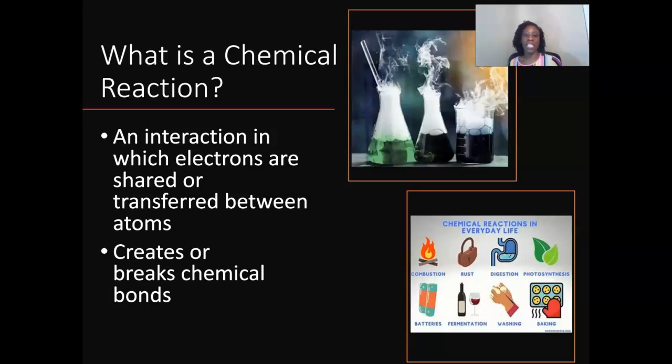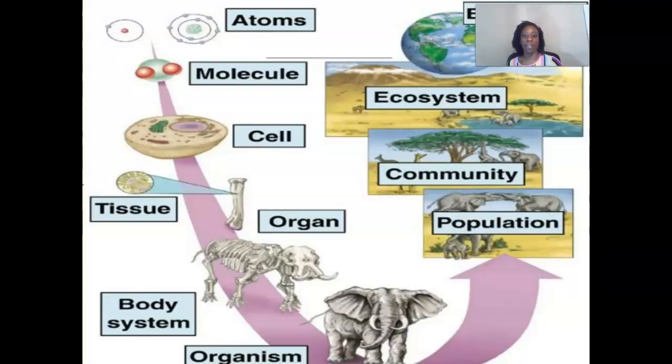A chemical reaction is an interaction between atoms in which electrons are shared or transferred between those atoms. So chemical reactions occur at the atomic level, which is the basic unit of matter. Living things are organized in what's called a hierarchy. You've got atoms, which go to molecules, to organelles, to cells, tissues, to organs, and so on all up the chain, okay? But chemical reactions occur at that lowest basic level, the atomic level.